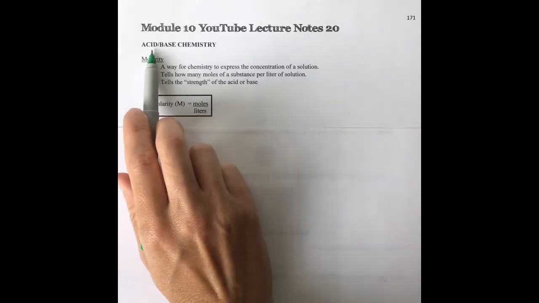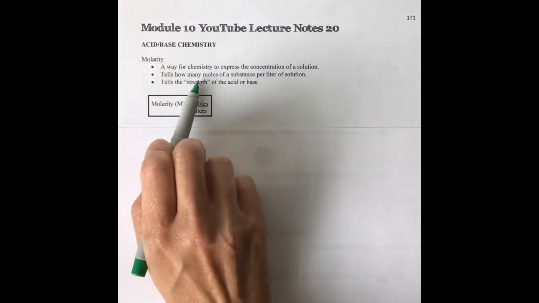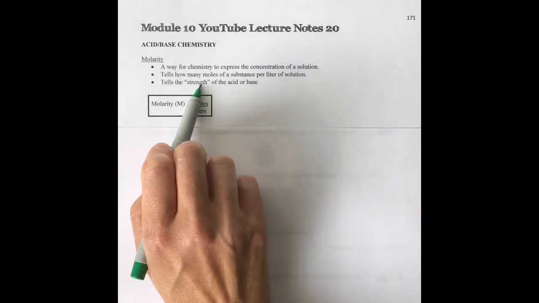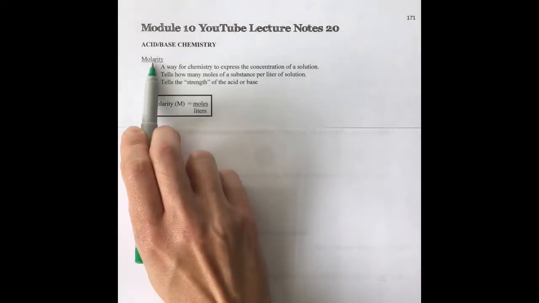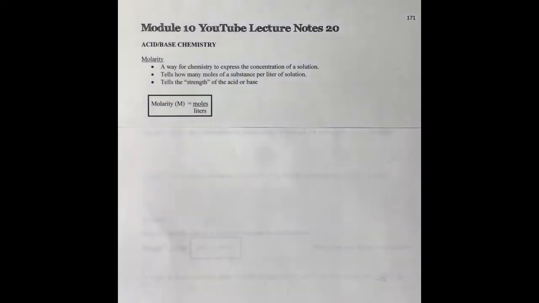And molarity is in the acid-base chapter because molarity is the way we talk about how strong an acid or a base is, or its strength. Another way to think about this is molarity is how we express the concentration of a solution.